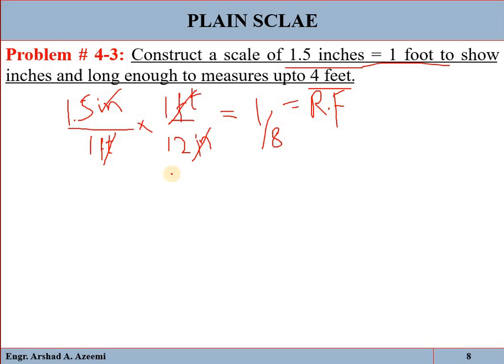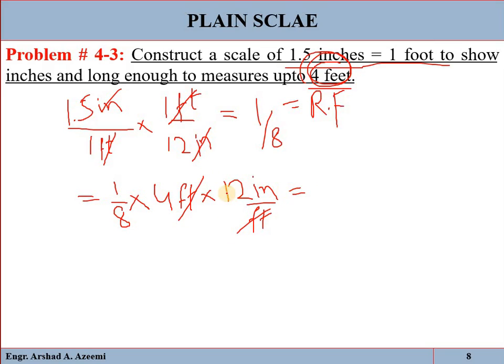Okay, now the length of the scale is equal to representative fraction multiplied by the maximum length. So the maximum length which we want to measure is 4 feet. Okay, and in 1 feet we have 12 inches. Yeah, there are 12 inches in 1 feet, so feet will be cancelled. And now you can see that 4 multiplied by 12 divided by 8, so that is 6 inches.